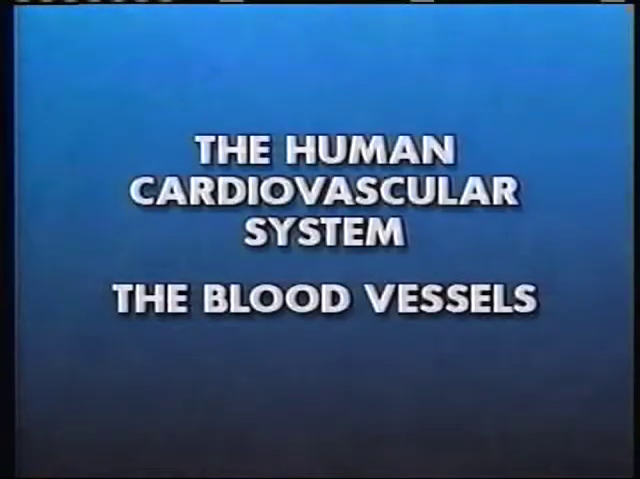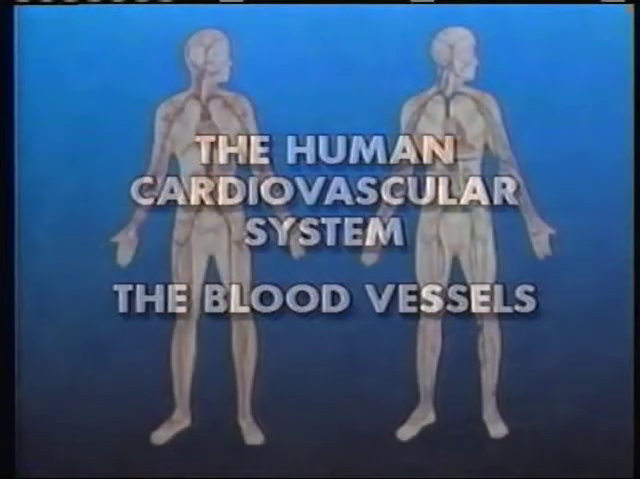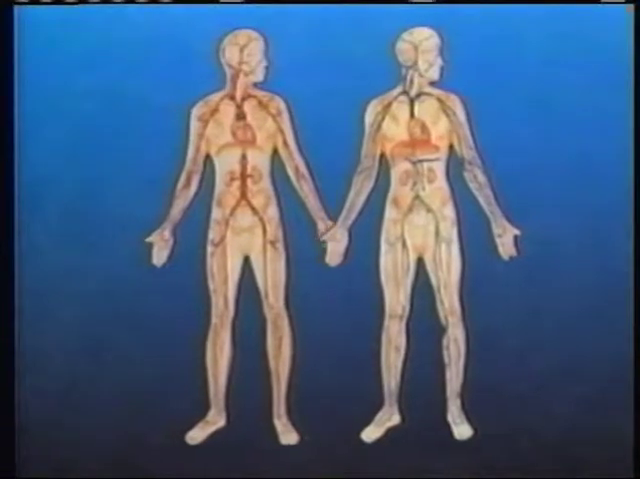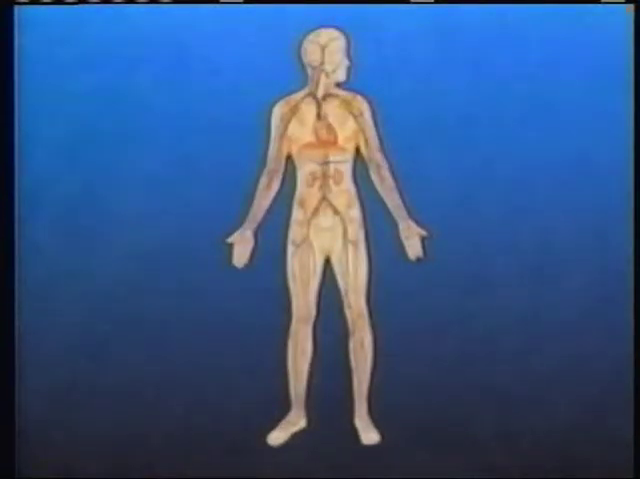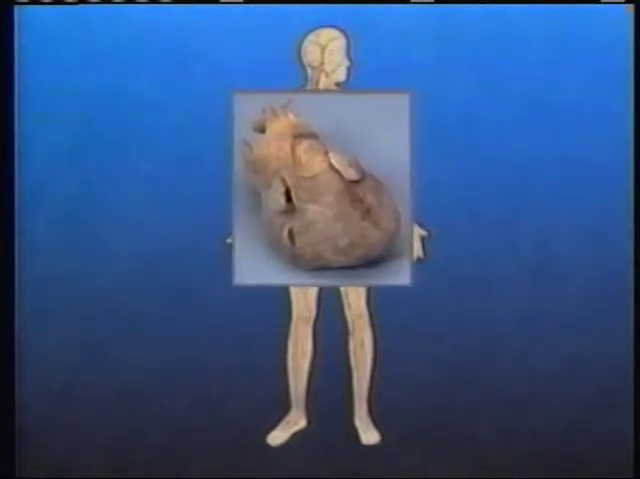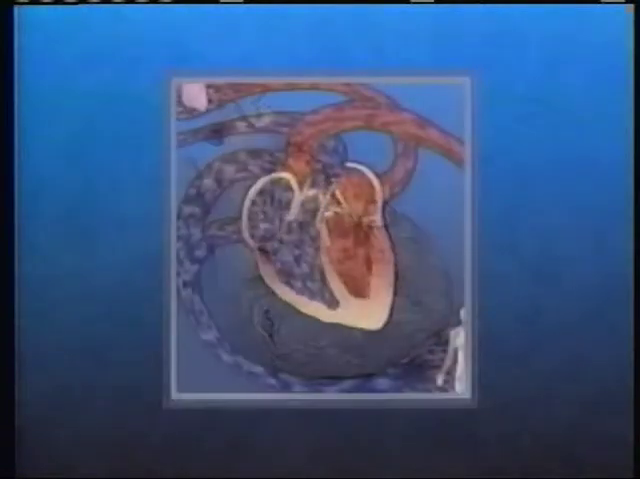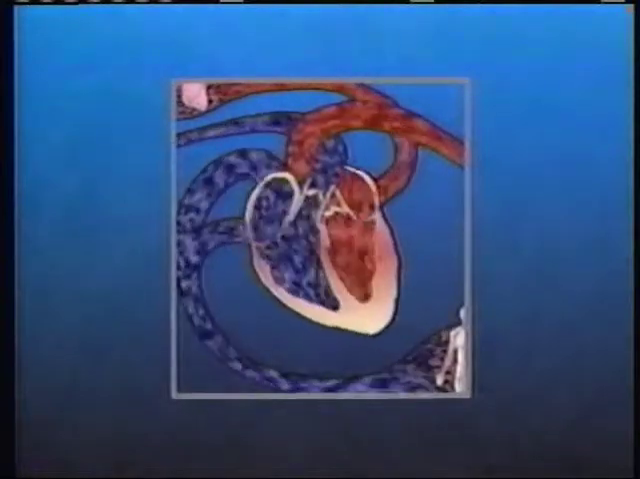In another videotape, The Human Cardiovascular System, the Blood Vessels, we discuss the pulmonary and systemic circuits of blood circulation and identify many of the major arteries and veins which form these circuits. In this presentation on the cardiovascular system, we review the external and internal anatomy of the heart and identify its coronary and associated great vessels. The pathway that blood travels through the heart is also described.